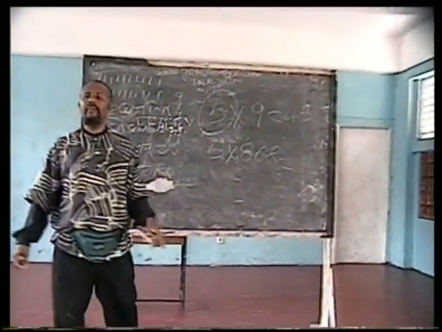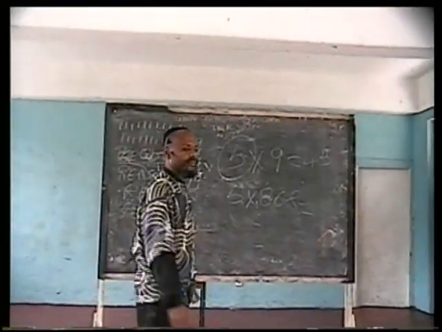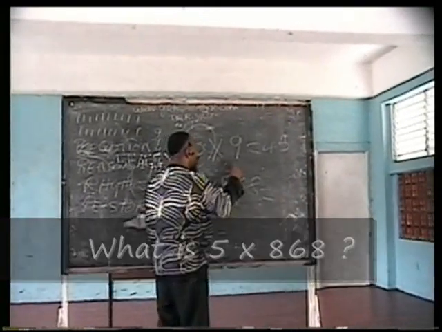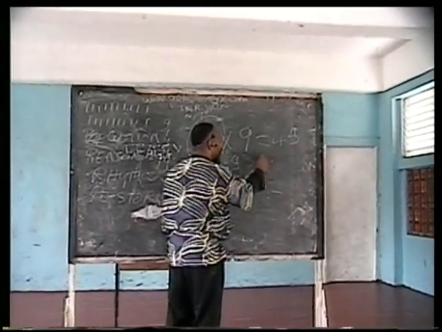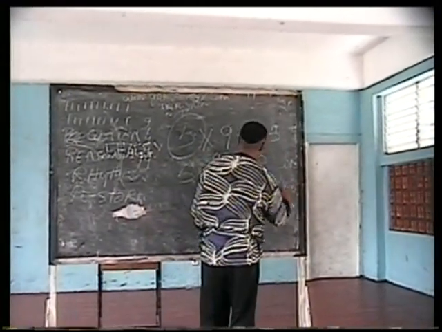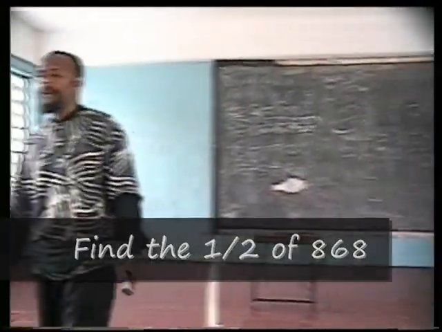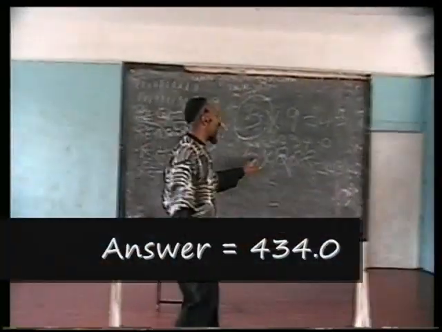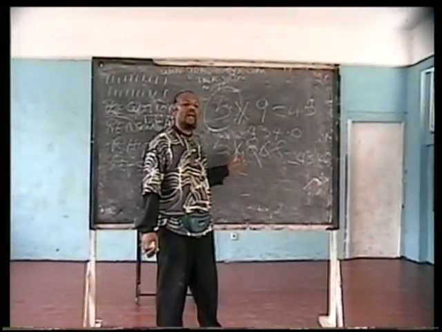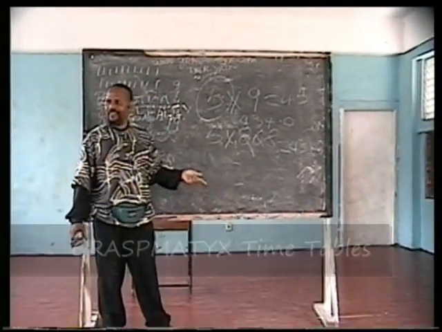What is 5 times 8? Do the GRASPMATYX. Find the half of this. What is the half of 8? And the half of 8 is 4.0. Take away the point, that's the answer. That's simple. Now, you're doing 5 times 8, 6, 8, right? But we stop at 5 times 1, 2, 4, 12. Now you can go above that easily.